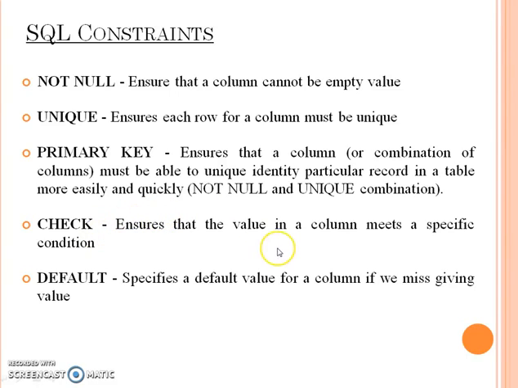Next is check. It ensures that the value in a column meets specific conditions. If we want to restrict that my name should always start with a particular letter, or that for an age column the age should be a particular thing, I can restrict that using the check constraint. Next we have the default constraint. It specifies the default value for a particular column. It can also be used if we miss out giving a value to a particular record at the time of insertion.